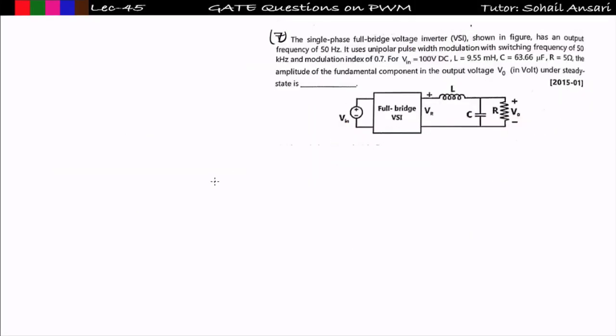See the next problem. This is also an important problem. Now we will understand the value of my lecture. A single phase full bridge voltage source inverter shown in the figure has an output frequency of 50 Hz, that is, the fundamental frequency is given.